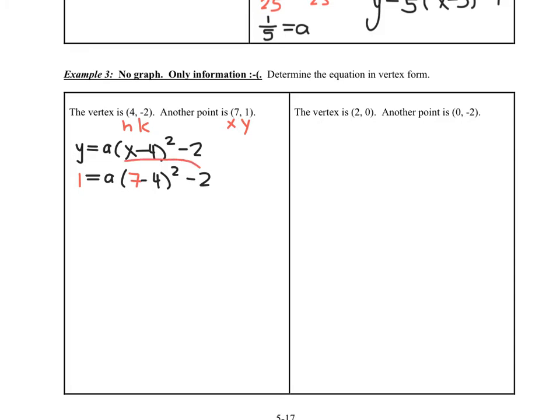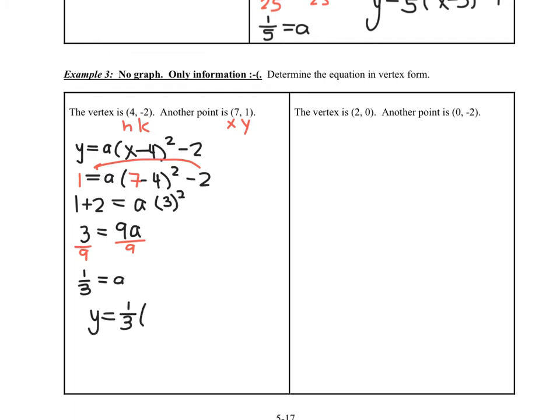Again, bring the negative 2 over. It's going to become 1 plus 2 now. 7 minus 4 simplifies to 3. Don't forget to square it. And now we simplify a little bit. 3 squared is 9. So I'm left with 3 equals 9a. Our final step, divide out the 9, and 3 over 9 simplifies to a third. So our a value is a third, which means our parabola has a compression by a factor of a third. Don't forget, after you do all this work, to write your final equation. Okay, so y equals 1 over 3, x minus 4 squared minus 2.